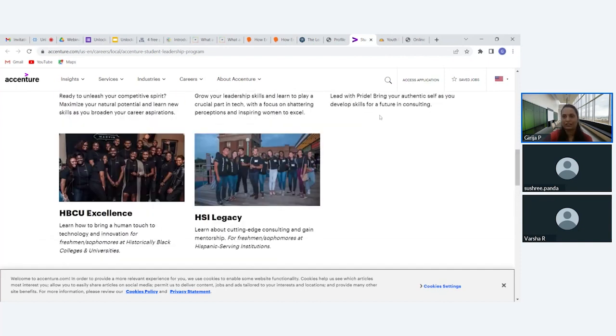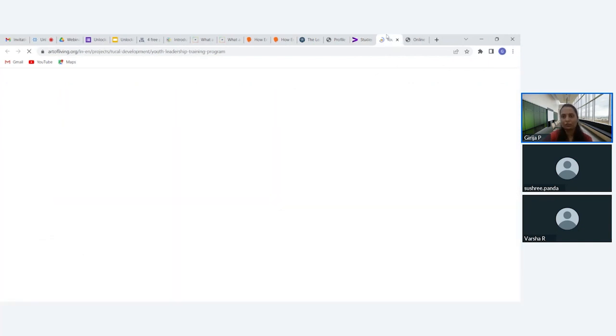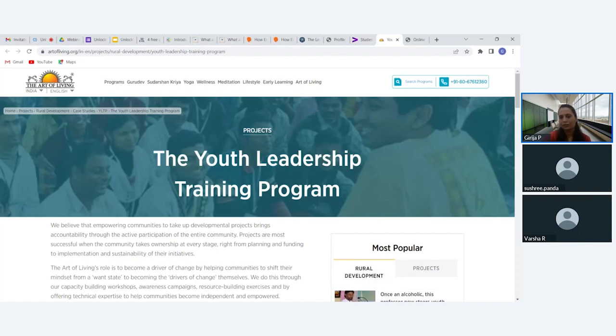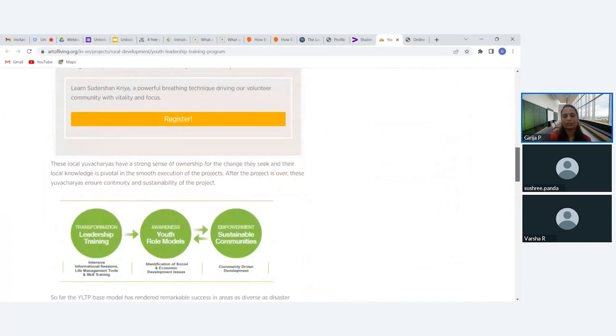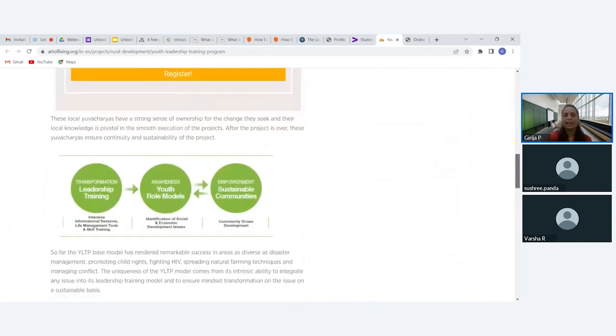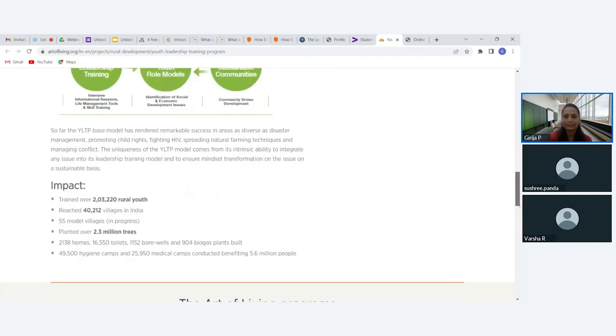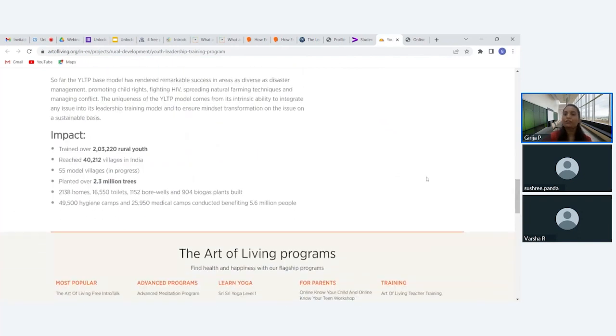Another way is you can join the youth leadership training program offered by the Art of Living. They also target young students. They have a transformational leadership model, they create youth awareness, and their model is based on sustainable community. So it will help you to develop your empathy, and you are able to understand how a community works and how you can create awareness. You can also join this program if you want to enhance your leadership style and your personality.